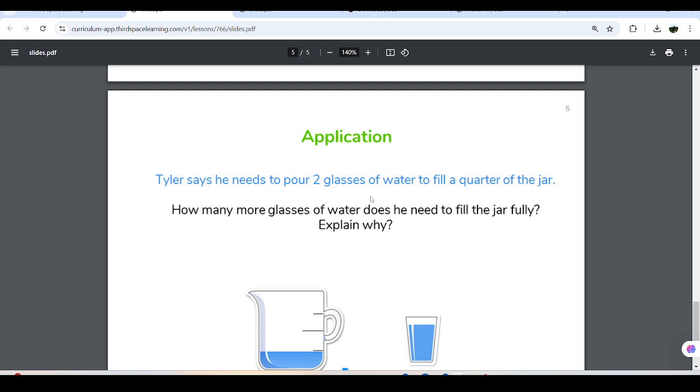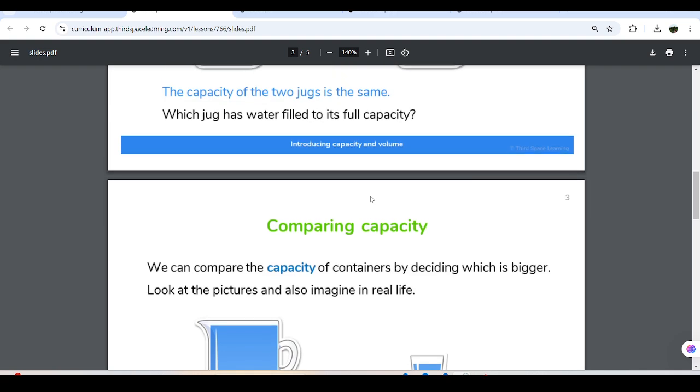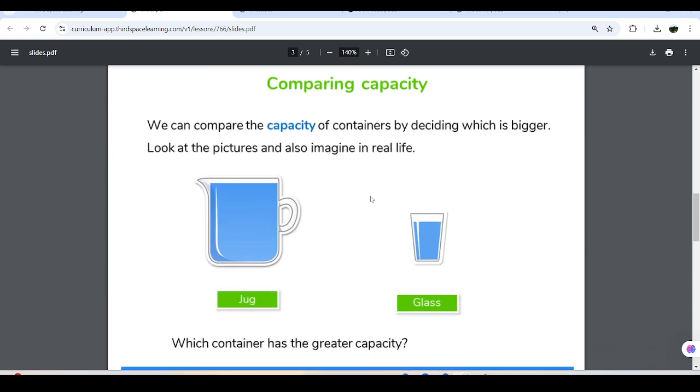Okay. So is this clear? What is capacity? So define capacity. What is capacity? Look at this picture. I'm asking what is capacity? Capacity is how much a container can hold.